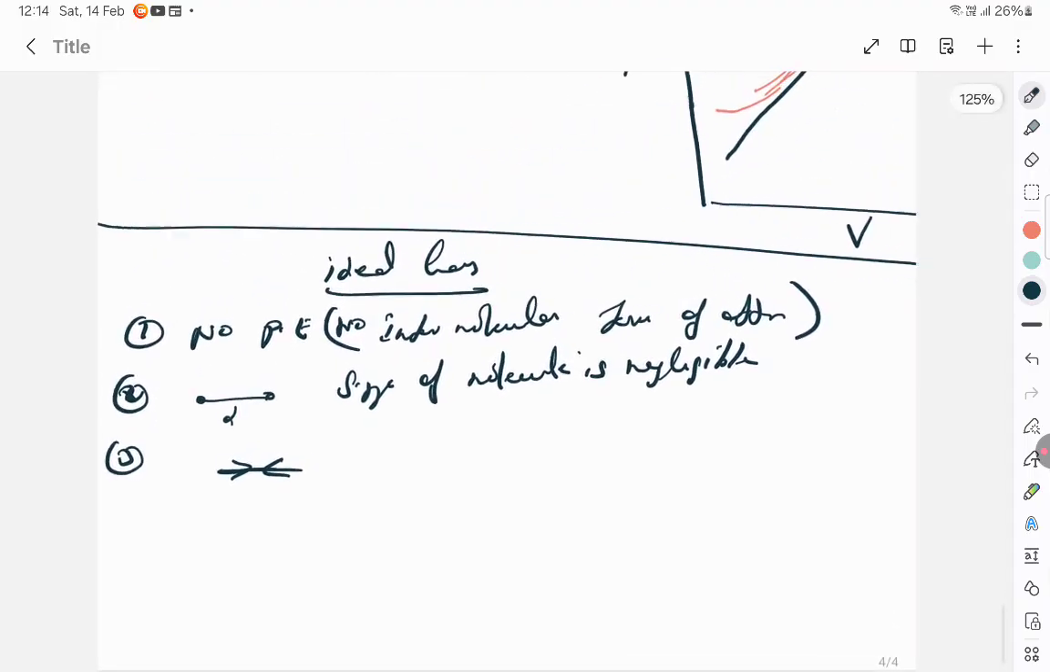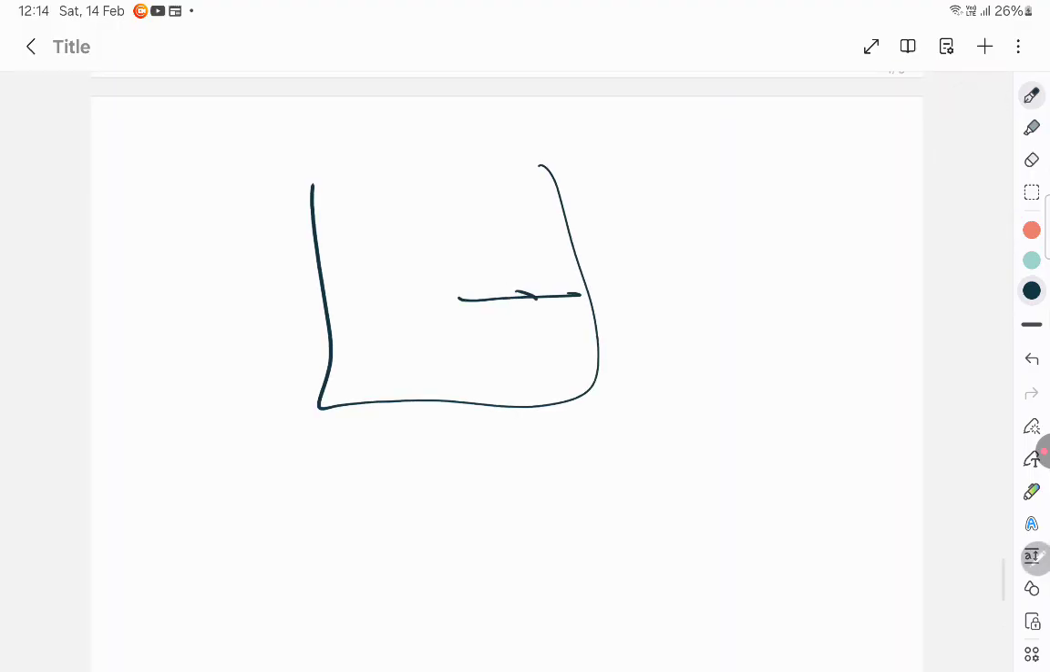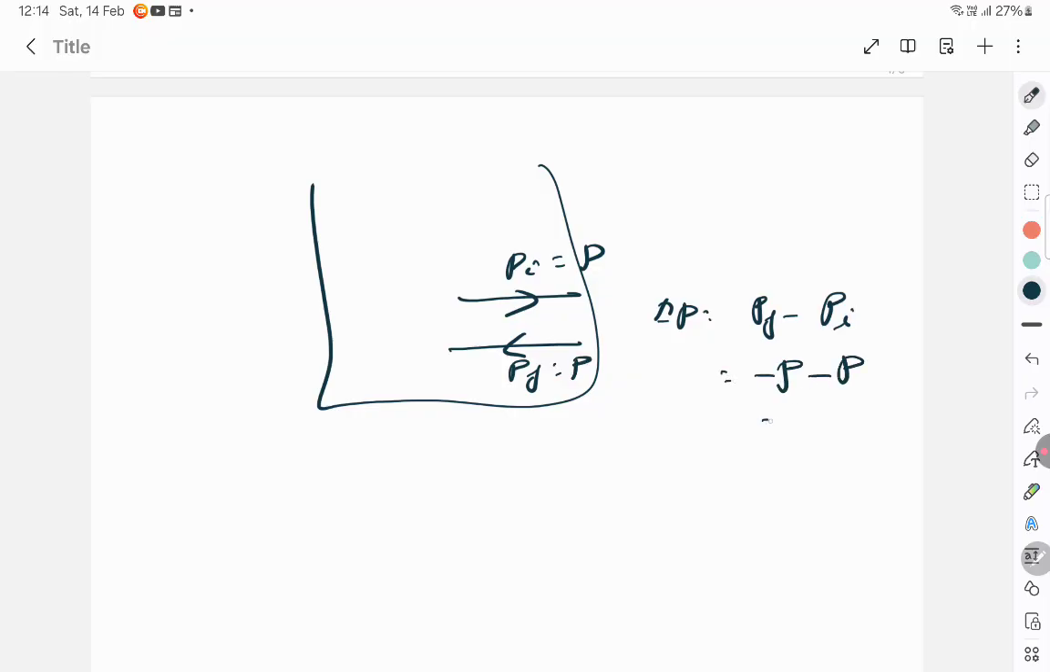Why does a gas exert pressure on the walls of the container? When a gas molecule goes and hits the wall, there's an initial momentum, P initial. When it returns back, there's a final momentum. There's a change in momentum, which is P final minus P initial. Let's consider this to be P and this also to be P. P final is minus P, initial is P, so minus 2P is the change in the momentum, and the rate of change of momentum will cause a force, and force by area will always give you a pressure. This concludes that there is a change in momentum, there should be a force, and force means there exists a pressure on the walls of the container. So let's go to the next.